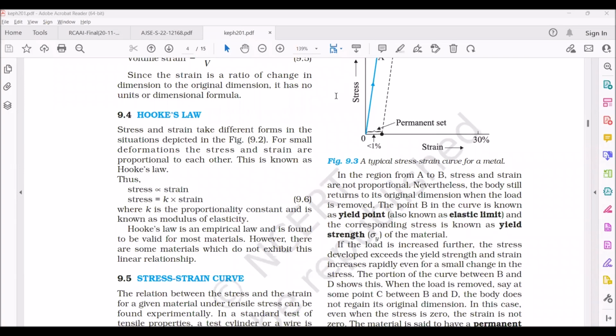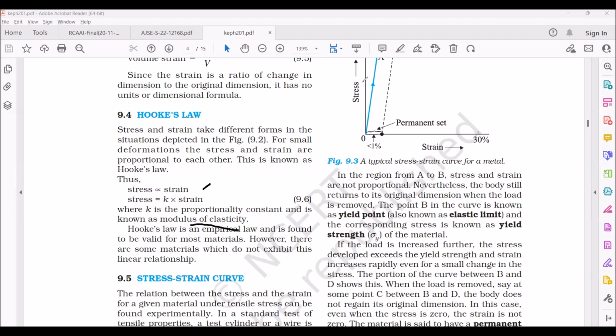We already discussed what is stress and what is strain, different types of the stress and strains. Now we are discussing Hooke's law. Robert Hooke mentioned for the small deformations, the stress and strain are proportional to each other. This is known as Hooke's law. So stress is directly proportional to strain. So stress equals K into strain, where K is the proportionality constant. It is known as modulus of elasticity.